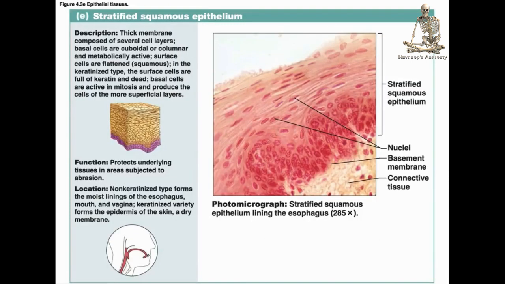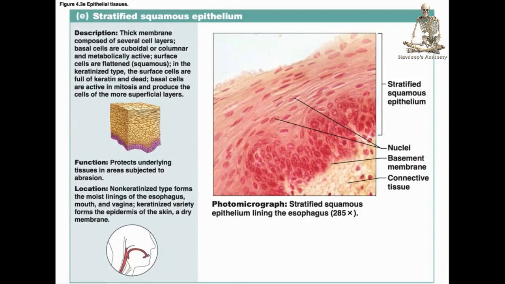which is composed of several cell layers. The basal layer has, as you can clearly see, cuboidal or columnar and metabolically active cells, and the surface cells, which in return you can clearly see are flattened or squamous cells. In the keratinized type, the surface cells are full of keratin and dead cells, and basal cells are active in mitosis and produce cells of the more superficial layers.